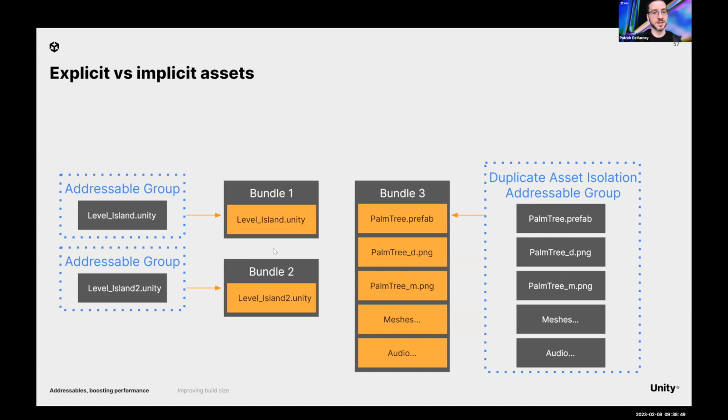So our bundle layout is going to look something like this. We go to build our Level Island bundle. We put all the explicit assets in it and put the Unity scene. It's going to check, is the palm tree prefab somewhere in addressables? And it is. It's now explicitly declared in our deduplication group. Then we go to build Level Island 2. And again, all the dependencies are already there, which is awesome. We don't need to chunk everything into our scene bundle. And then we build our duplicate asset isolation group, and we end up with all the shared dependencies in one go.